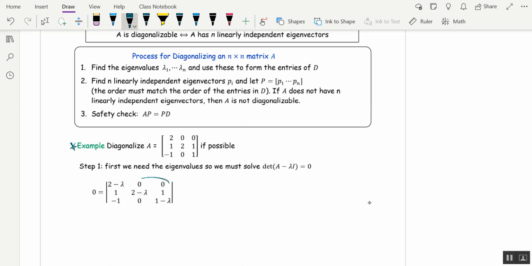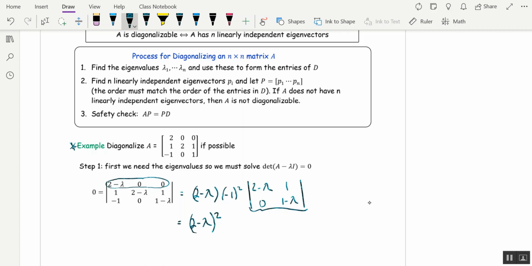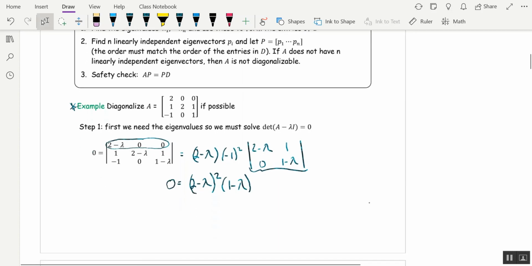So what I'm going to do is cofactor expansion on the top row. So this is 2 minus lambda. I think I said column, but I meant row. Negative 1 squared. Subdeterminant: 2 minus lambda, 1, 0, 1 minus lambda. Okay, that's 2 minus lambda. And then when I take this determinant, I get 2 minus lambda times 1 minus lambda. So all in all, I'll have 2 minus lambda squared times 1 minus lambda, and that equals 0. So my eigenvalues are lambda equals 2 and 1.